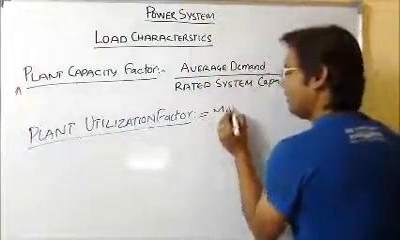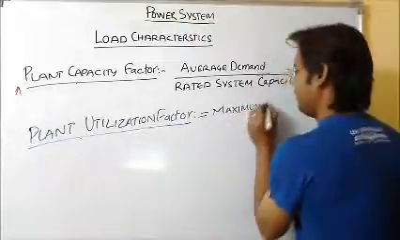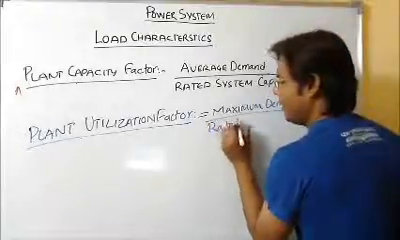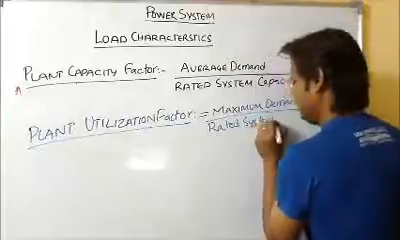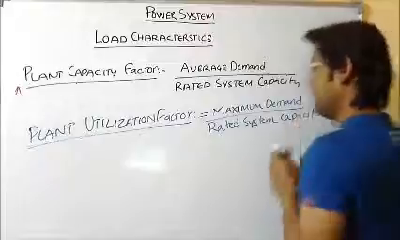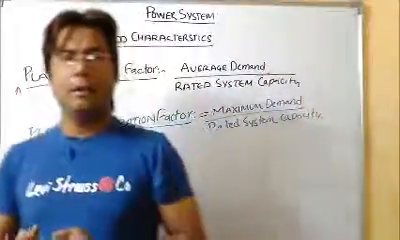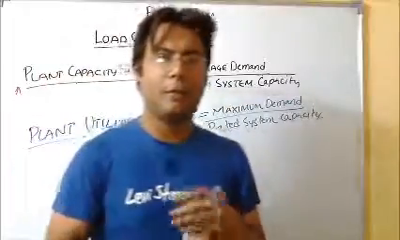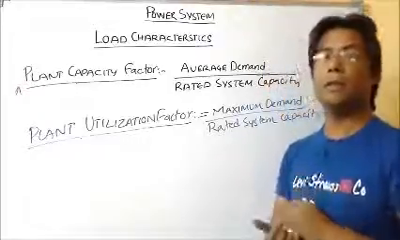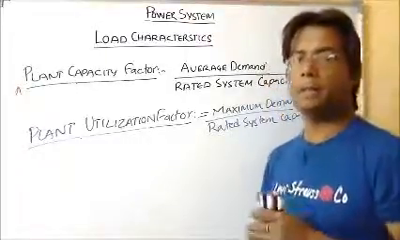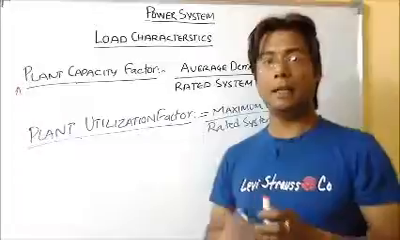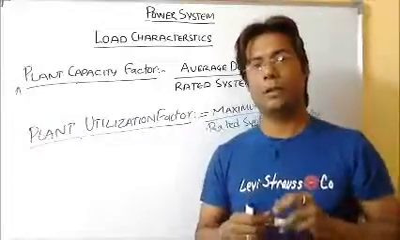It is called the ratio of maximum demand to the rated system capacity. One can clearly see from the plant utilization factor, the PUF, that if the maximum demand is equal to the rated system capacity, the plant utilization factor will be 100% or 1 at that time, and that is an ideal system which we can achieve.